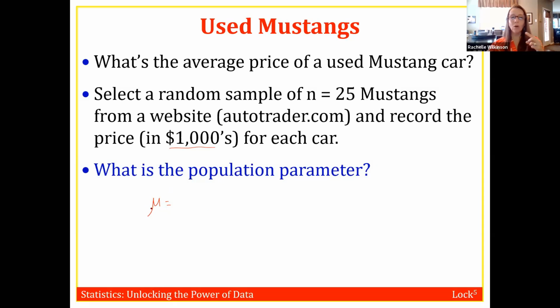So now I'm going to write out what mu is in words. The very first thing that should follow the equal sign is a one-word description of what mu is, which is a mean. So it should say mu equals the mean. And what is it the mean of? It's the mean price for all used Mustangs.